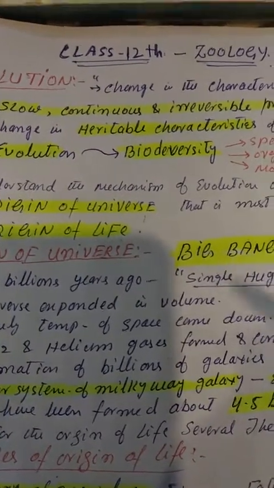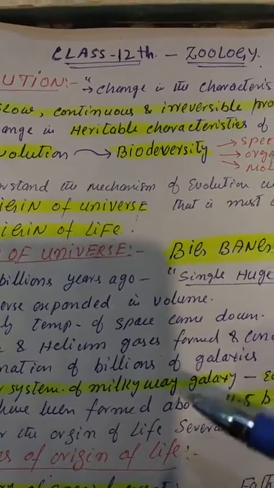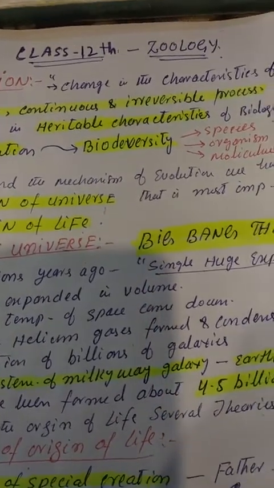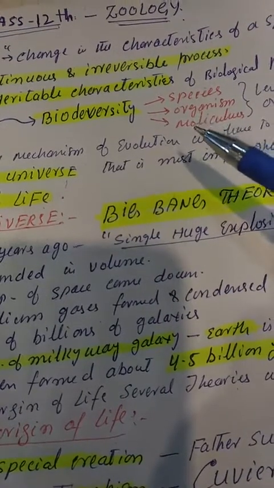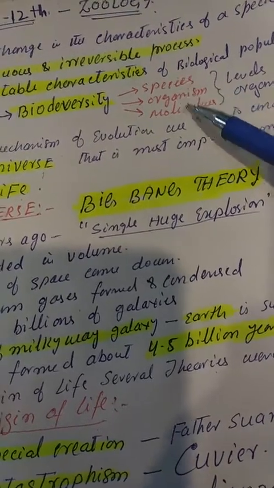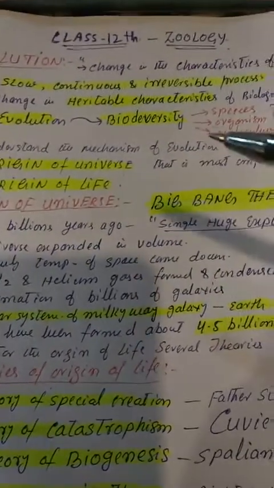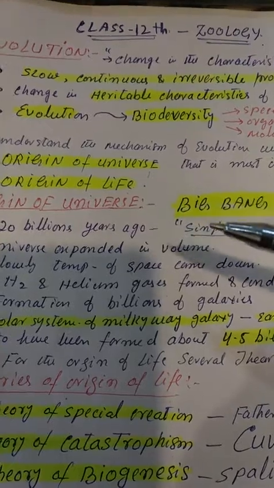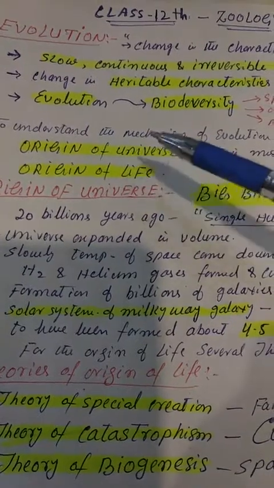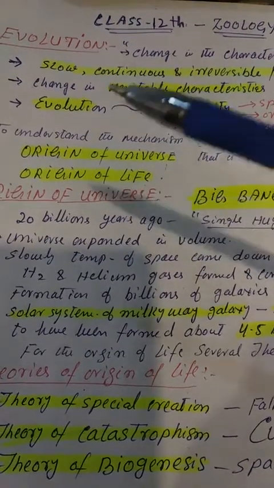It is the process of evolution that has given rise to the present biodiversity at every level of organization, that is, the species, the organisms and the molecules, which are considered as the different levels of organization. Now, to understand in detail about the evolution, we must first understand about the origin of the universe and the origin of life on earth.